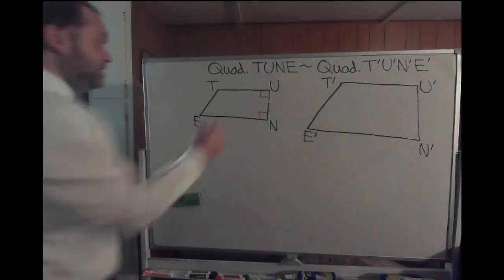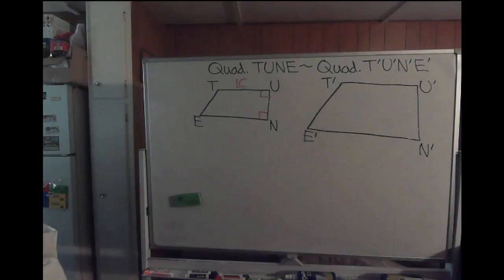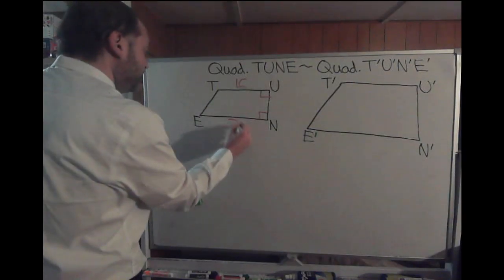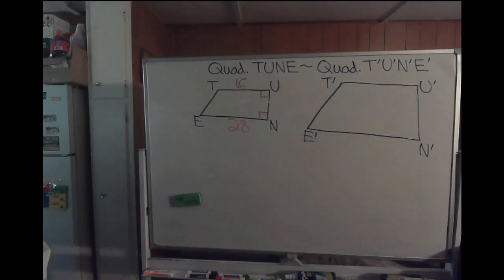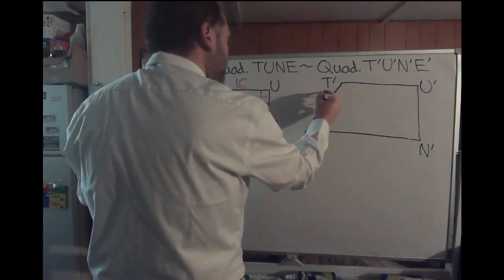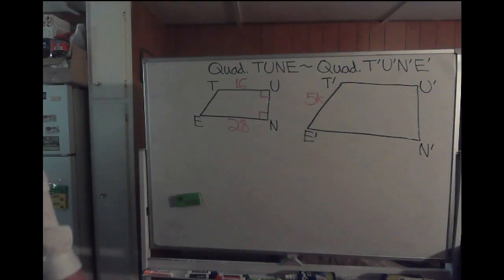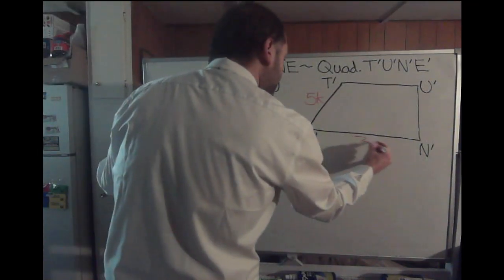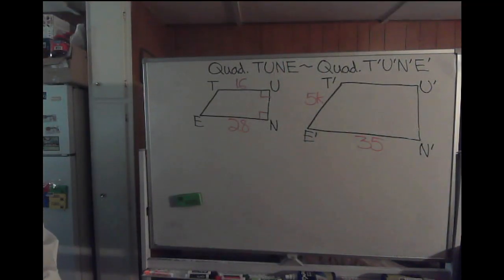They give us TU has a length of 16. They give us that EN has a length of 28. Okay, they give us that T prime E prime has a length of 5K. They give us that E prime N prime has a length of 35. Then they give us that U prime N prime has a length of 15.